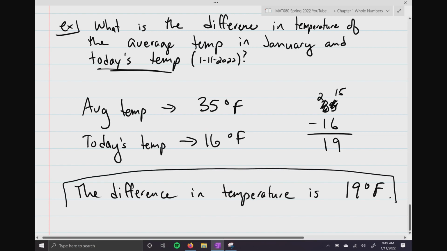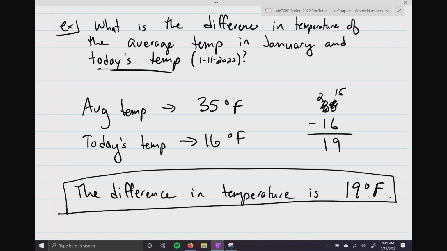And yes, it is absolutely freezing outside today. I took my dog for a walk in the morning, and my hands were ice cold within minutes. So if it's January 11th, you might want to bundle up.